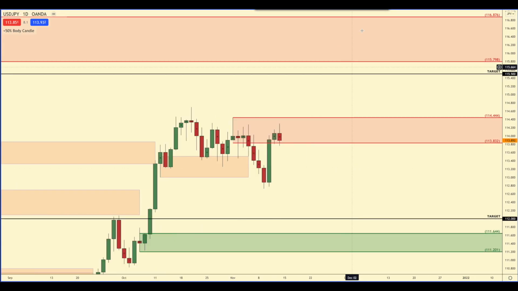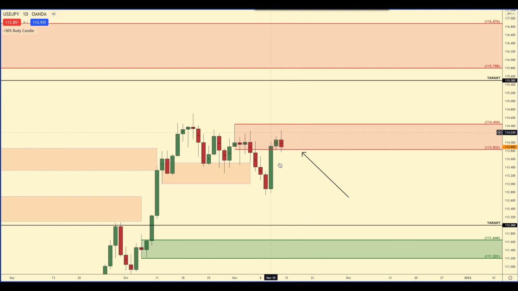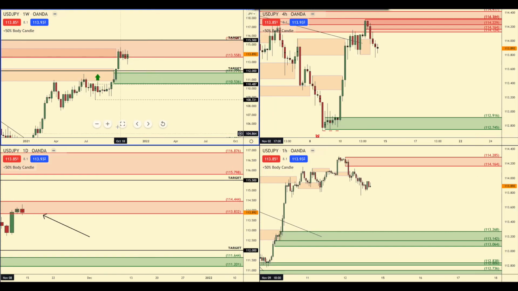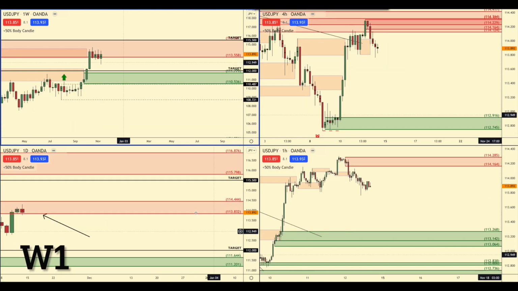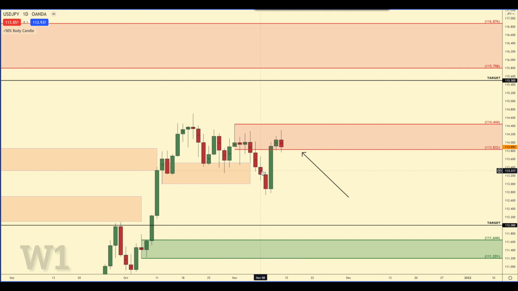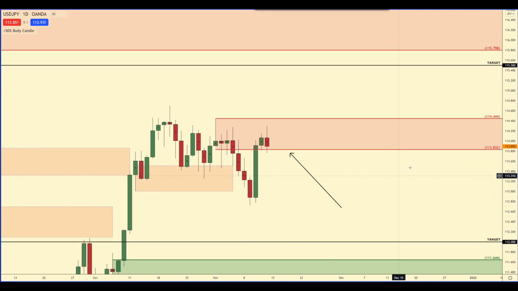USD Japanese yen, we finally had that daily demand removed right here, and now we are contacting daily supply. So you could be looking for shorts. I'm personally not. I'm very bullish on the US dollar, like I keep saying. We are in a weekly area of supply right up here, but ultimately I do think we are going much higher on the USD yen. I know a lot of people are probably shorting this right now. I personally don't think it's going to work.